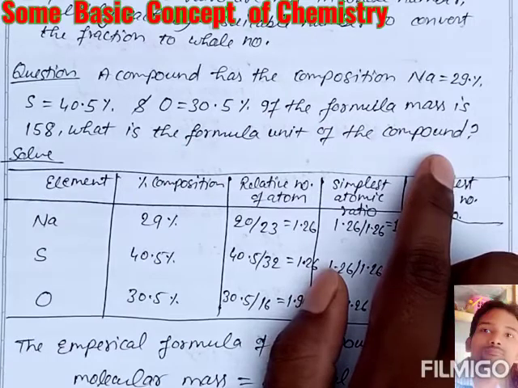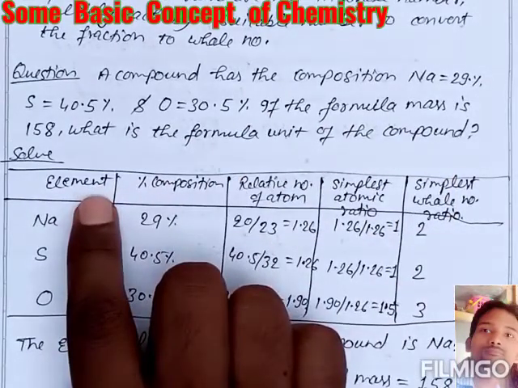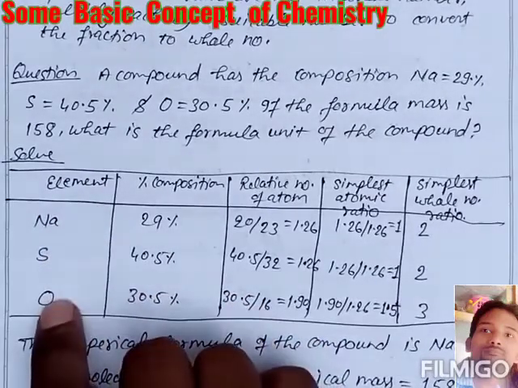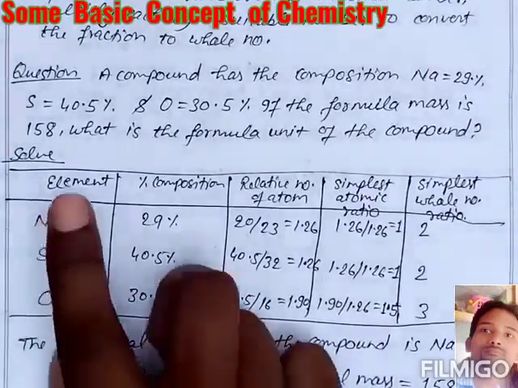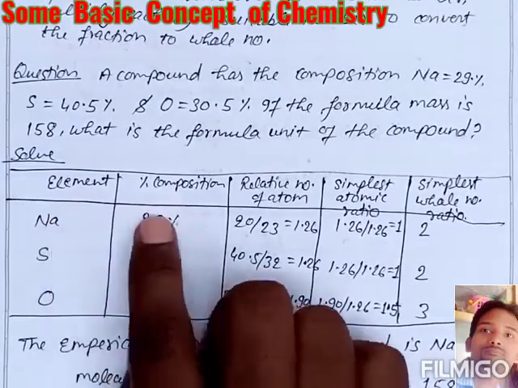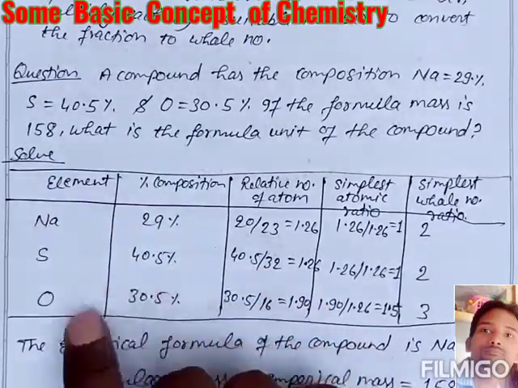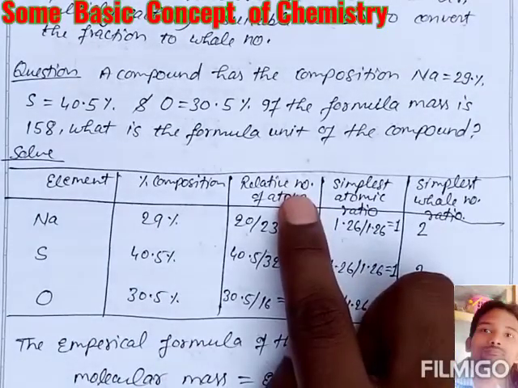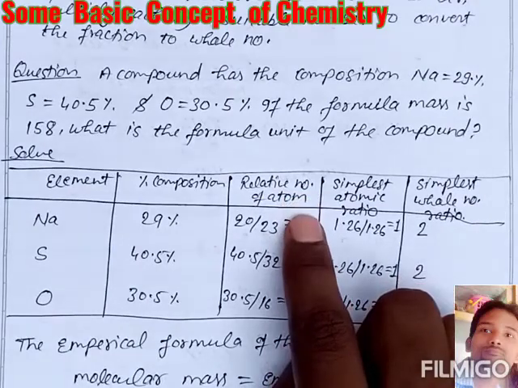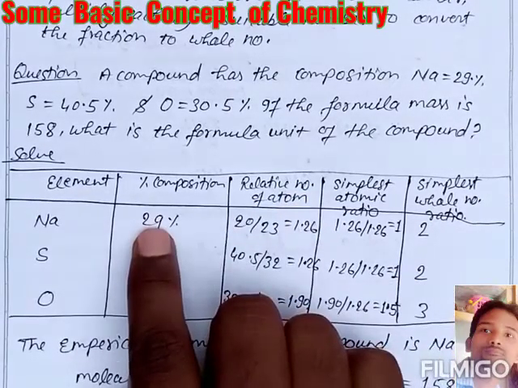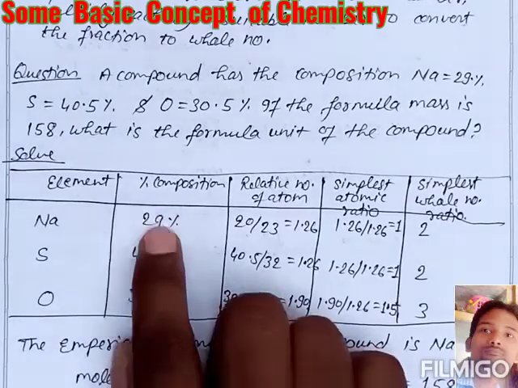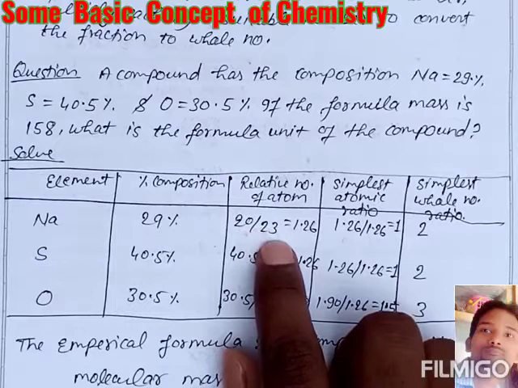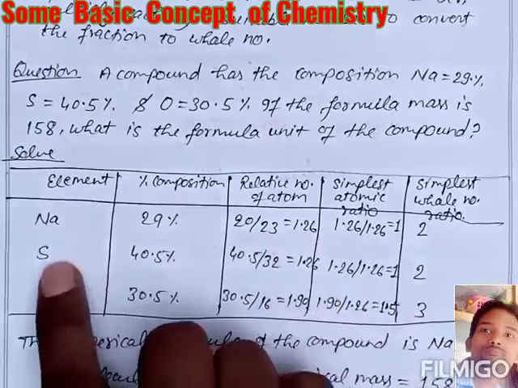First of all, you will write down the elements: sodium, sulfur, oxygen. There are three elements present here and their compositions are given: sodium 29%, sulfur 40.5%, oxygen 30.5%. Now for the first step, the relative number of atoms, you will divide each percentage by its atomic mass. So 29 divided by sodium's atomic mass 23 is equal to 1.26.